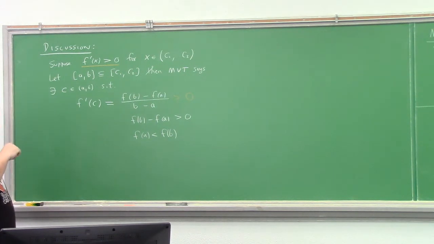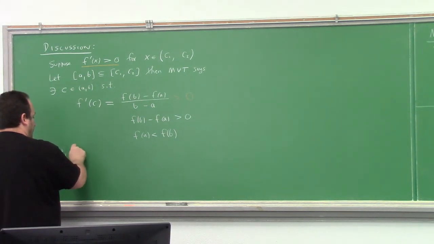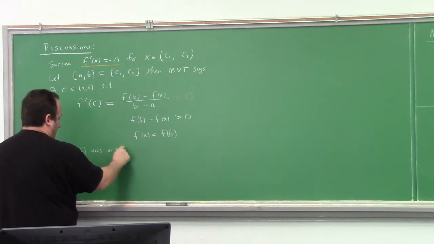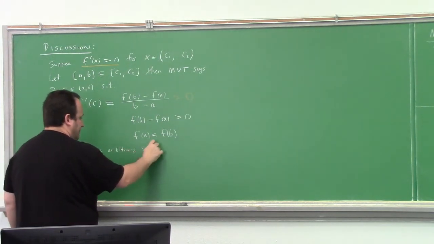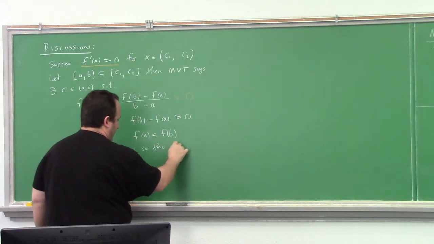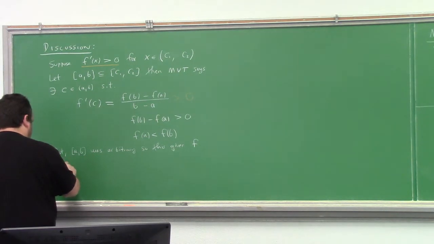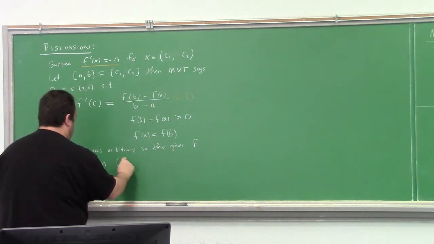Right? But a comma b was arbitrary. So this gives f increasing on C1 to C2.